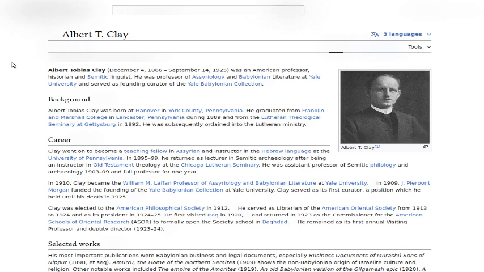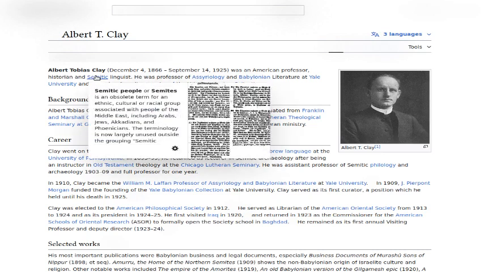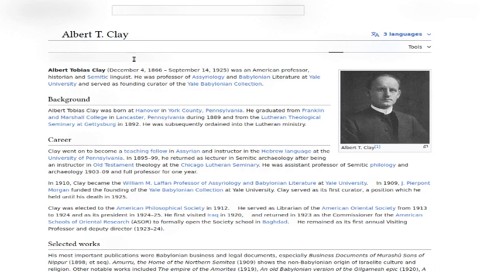Albert Tobias Clay, December 4, 1866 to September 14, 1925, was an American professor, historian and Semitic linguist. Semitic people or Semites is an obsolete term for an ethnic, cultural or racial group associated with people of the Middle East, including Arabs, Jews, Akkadians and Phoenicians. The terminology is now largely unused outside the grouping. He was professor of Assyriology as well as a linguist.